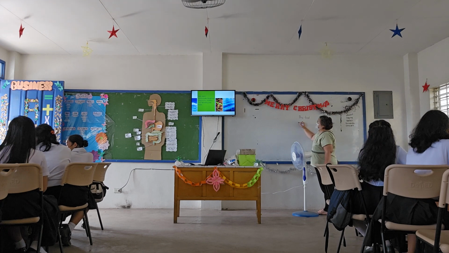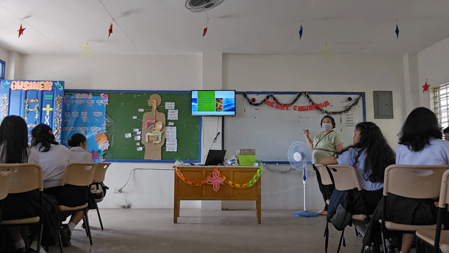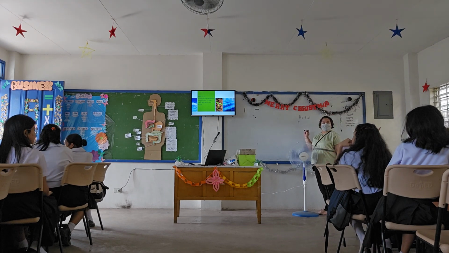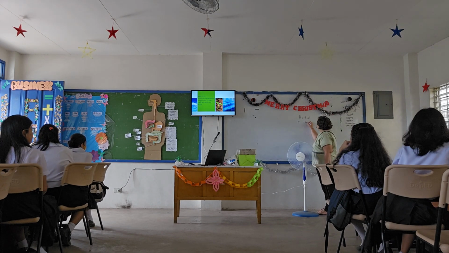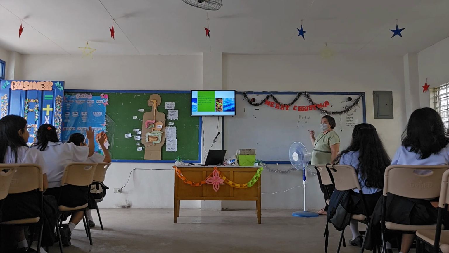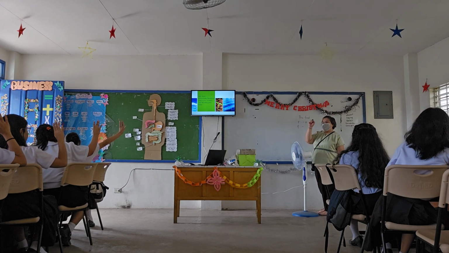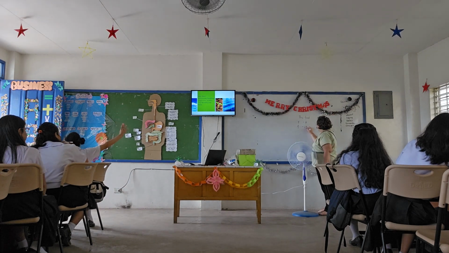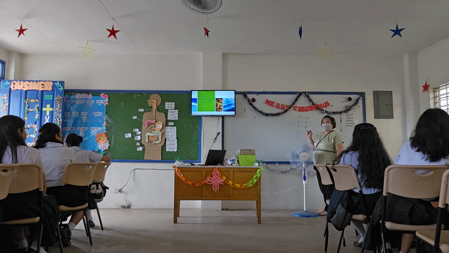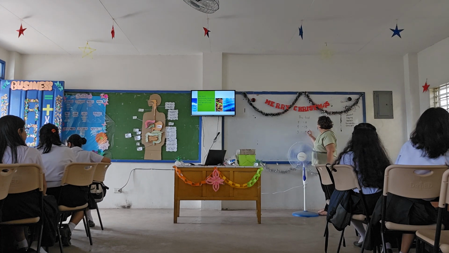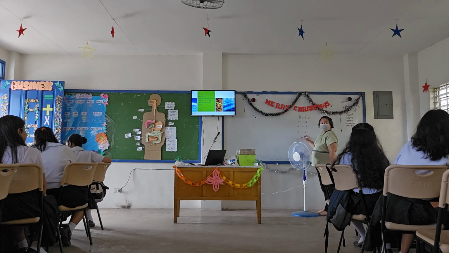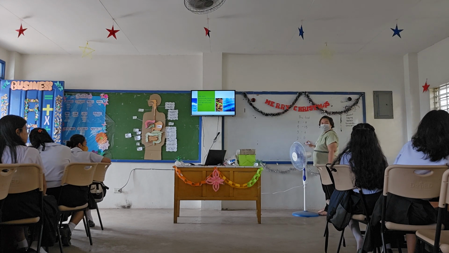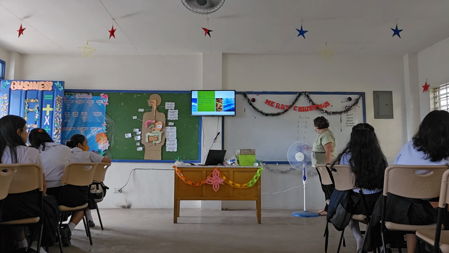Okay? How many got 5? Please raise your hand. 1, 2, 3, 4. Okay, 4 got 5. Okay, how many got 4? 1, 2, 3, 4, 5, 6, 7, 8, 9, 10, 11, 12, 13. Okay, so how many got 3? 1, 2. How many got 2? None. How many got 1? Wala rin. How many got 0?